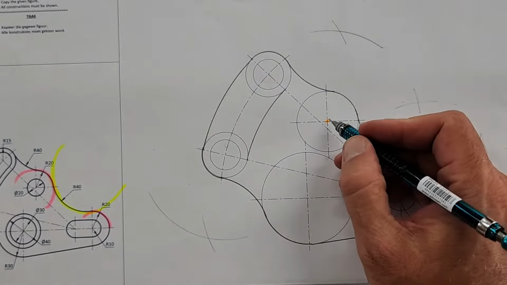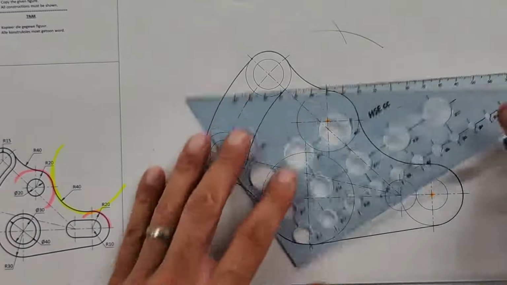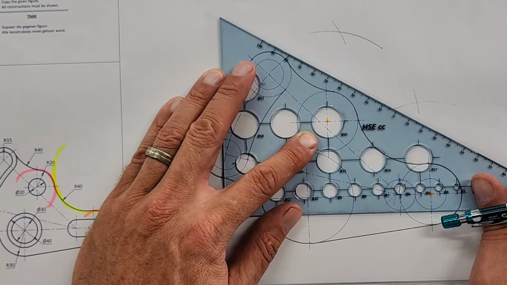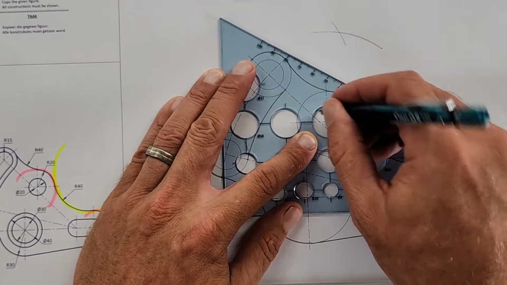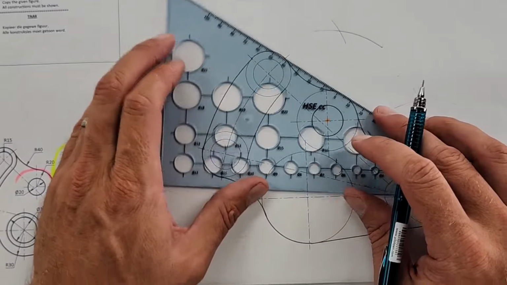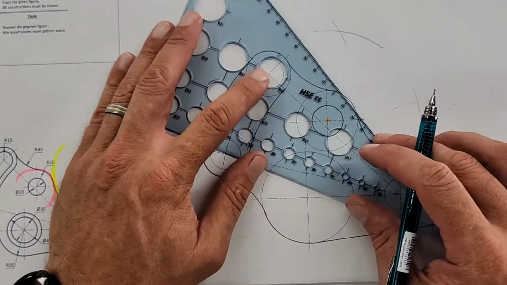Okay, on the inside there's a radius 20. Please use your compass. Mine can't draw the small circles anymore, so I'm just going to... that's a radius 20 here. This one here is a radius 15. Sorry, radius 10, so that's also small.